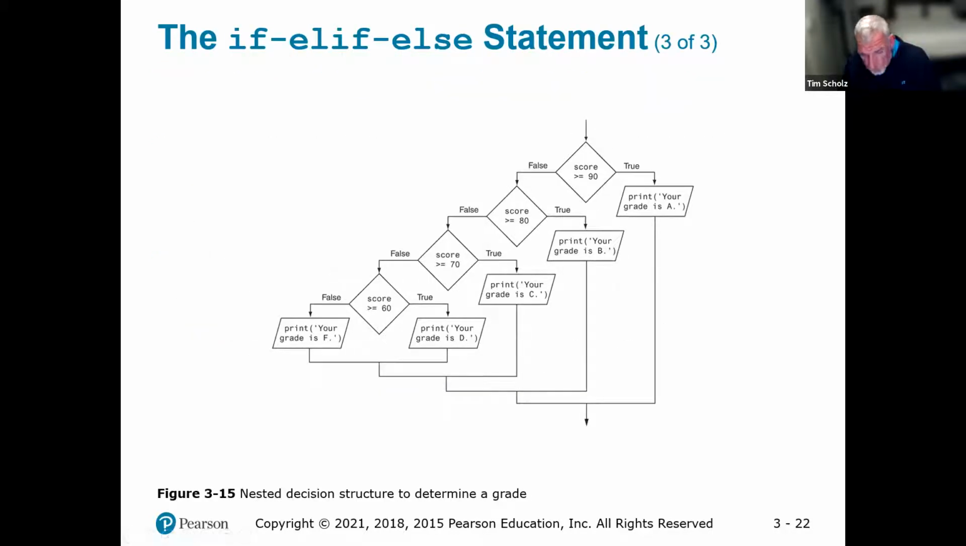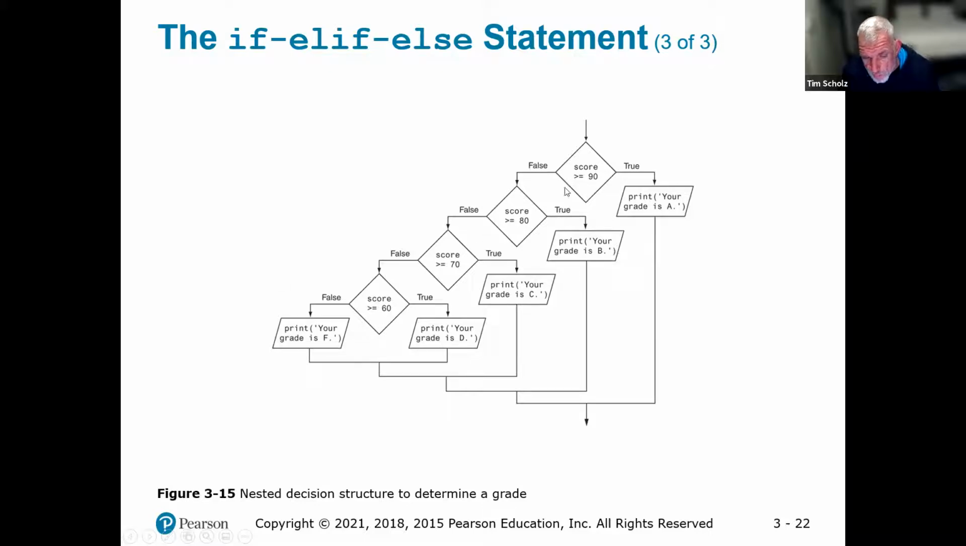So here's our flowchart example, and this is a perfect example. If the score is greater than or equal to 90, your grade is an A. Else, if the score is greater than or equal to 80, your grade is B. If your score is greater than or equal to 70, your grade is a C. If your score is greater than or equal to 60, your grade is a D. Else, your grade is an F. Is that kind of making sense?